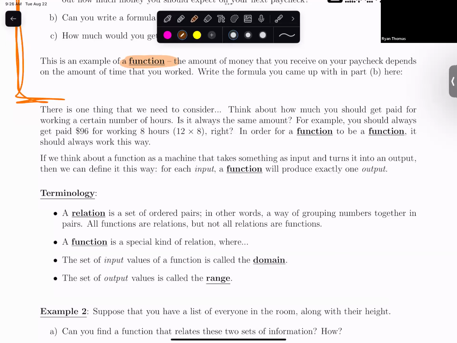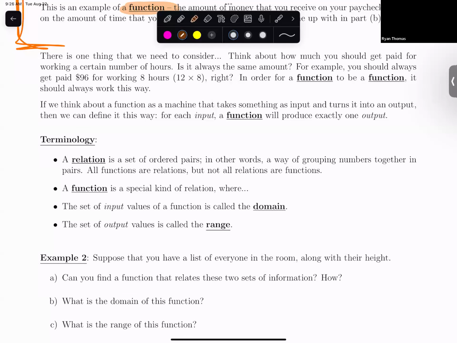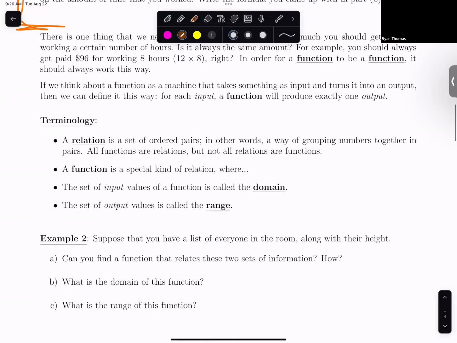That's what it means to be a function. If you do the same thing, you give the same input, you start with the same value like that 8 hours, you should get the same result back. If we want to think of that in terms of input and output, sometimes that helps.